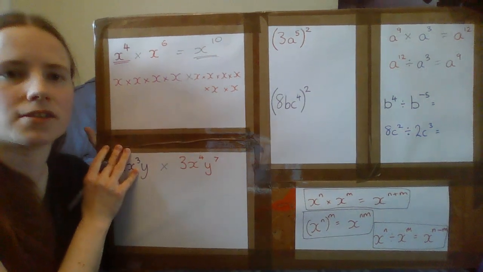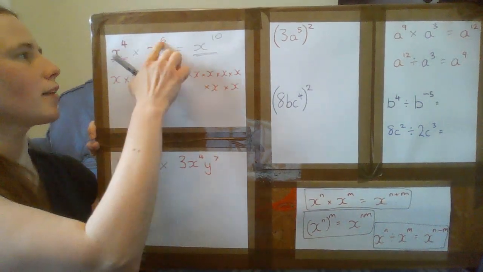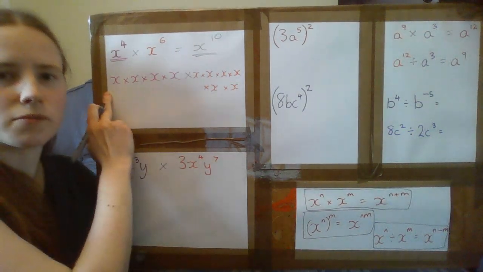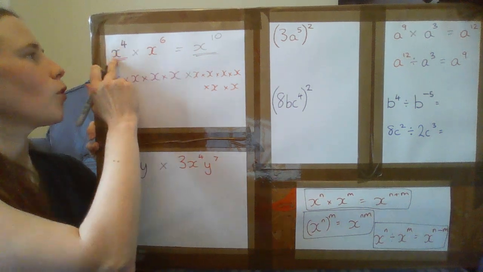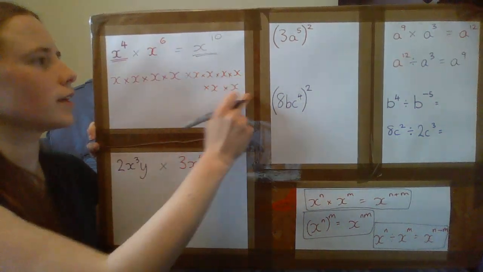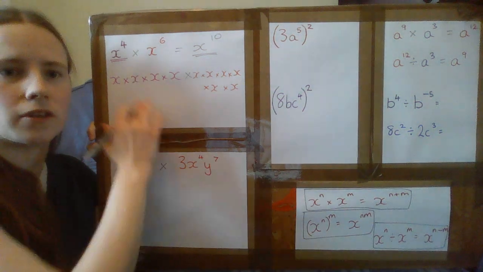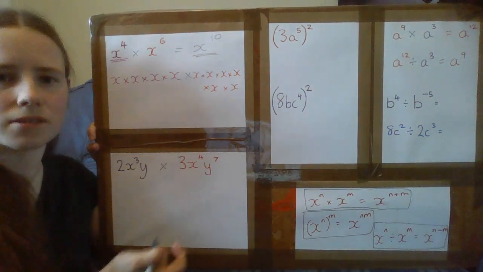Now you'll probably notice that the quick way of doing that is just to add the powers, okay? But the reason for that is essentially this is how long this string is, this is how long this string is. So when I put the two strings next to each other, the overall length is this plus this, okay?